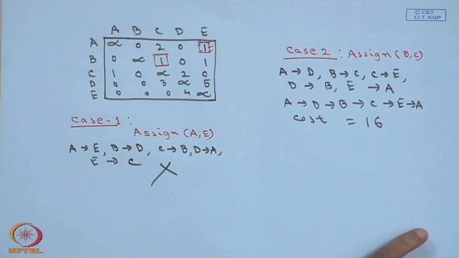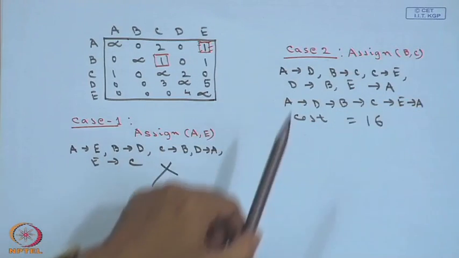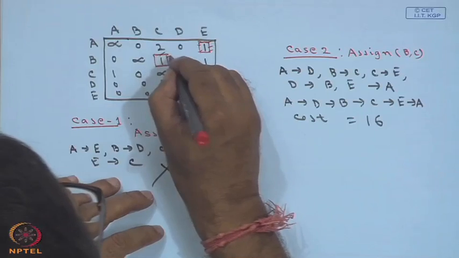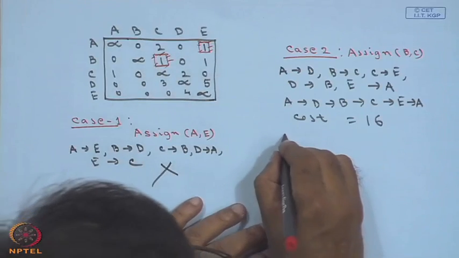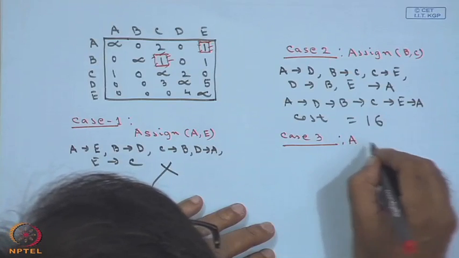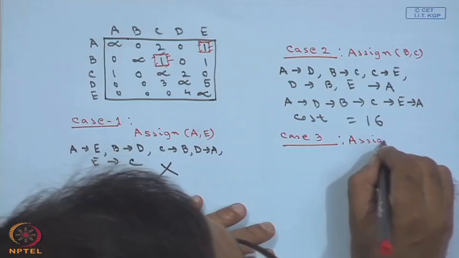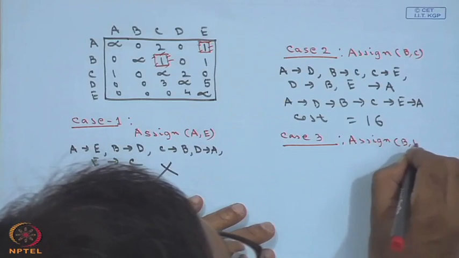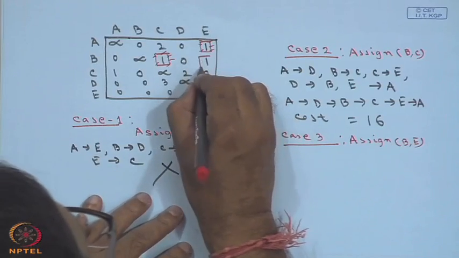Now, you consider again case 3, that is this one you have taken. Now, forget about this, you take case 3. In case 3, what will happen? You assign now the other one, that is assign your B E, that is you assign this one first.